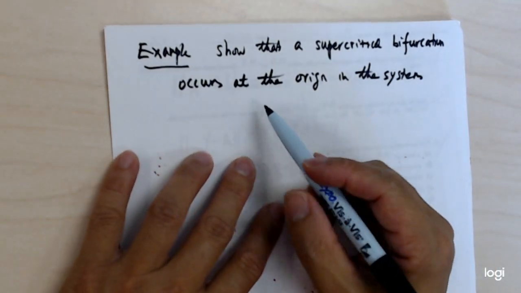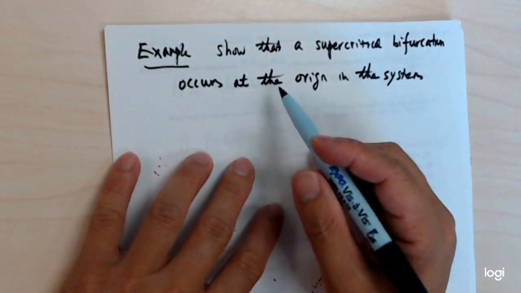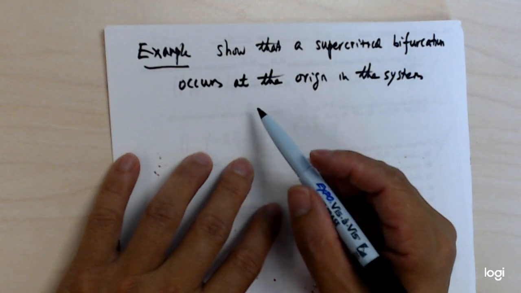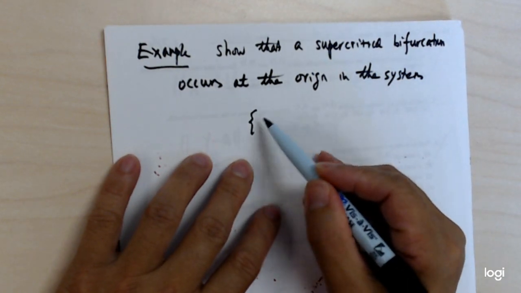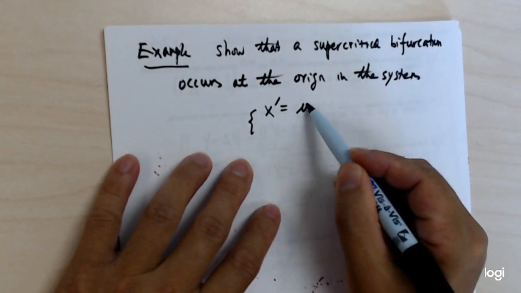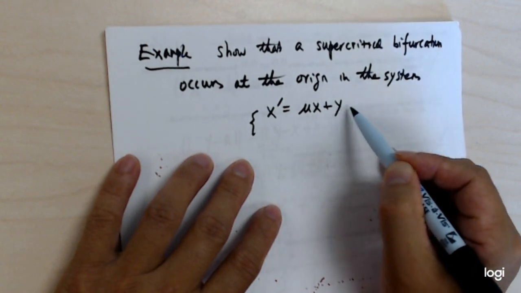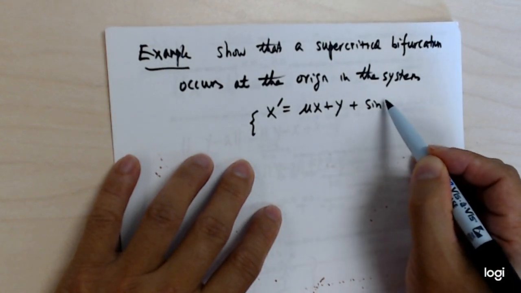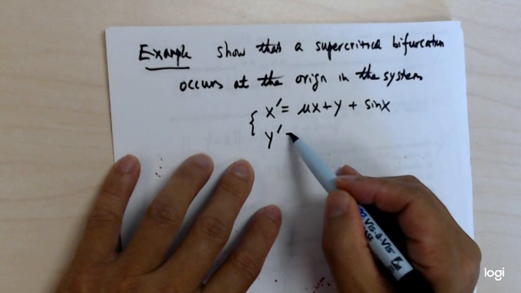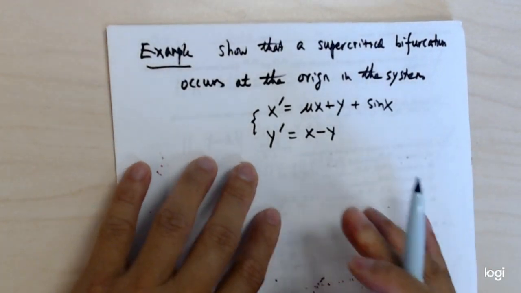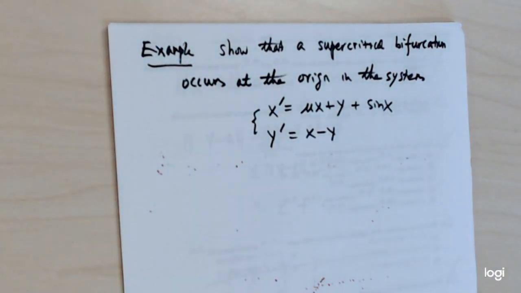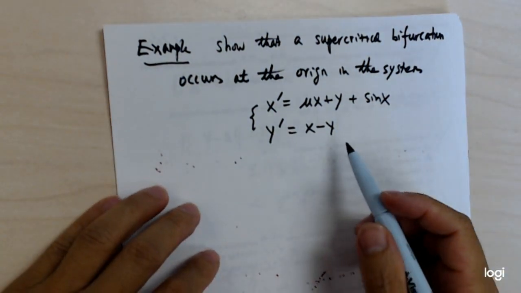Show that there will be a supercritical pitchfork bifurcation at the origin in this system here, where mu again is the bifurcation parameter. You notice that this is very different from the very simple prototype problem, but the behavior is very similar.